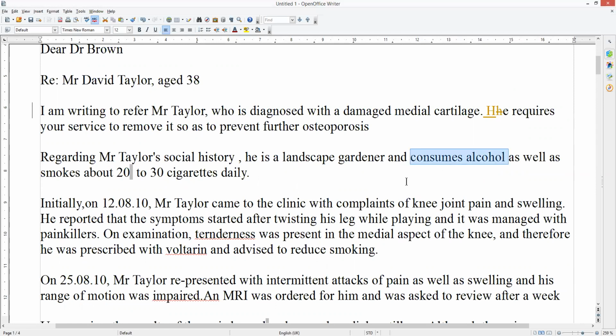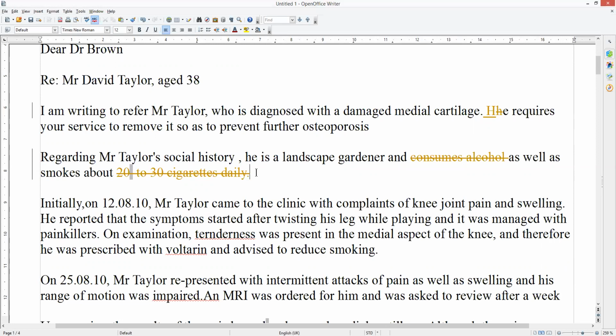Well, don't we all? So what? And smokes 20 to 30 cigarettes daily. Well, that's irrelevant. Right, the point of this letter, and I'm not going to show you the case notes, but I remember from the notes, Mr. Taylor's a gardener, right? That he's the main income earner in his family, right? He is the man who earns, there's nobody else.